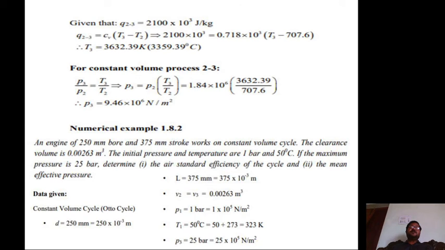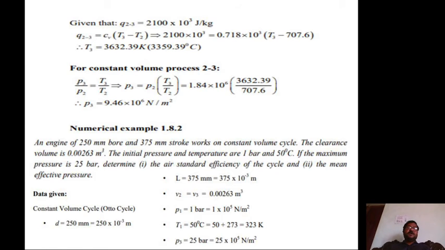For a constant volume process 2 to 3, P3 by P2 is equal to T3 by T2, so P3 is equal to P2 into T3 by T2. P2 you calculated as 1.84 into 10 to the power of 6, T3 you calculated, and then T2 you calculated. Substitute all the values and you will get P3, the maximum pressure in the cycle, as 9.46 into 10 to the power of 6 Newton per meter square, or 9.6 megapascal, MPa.